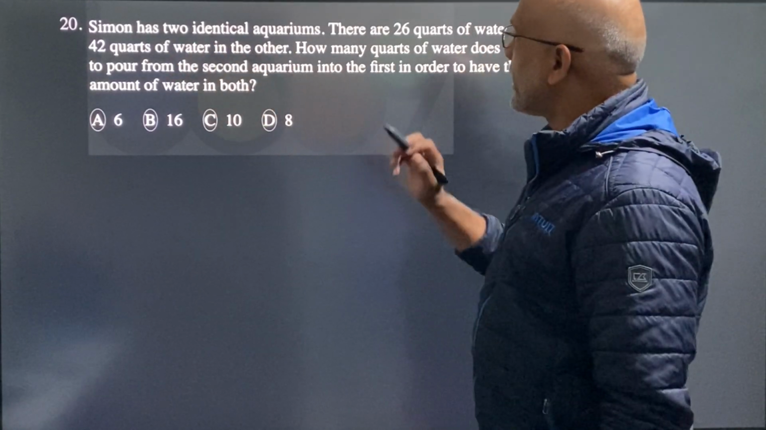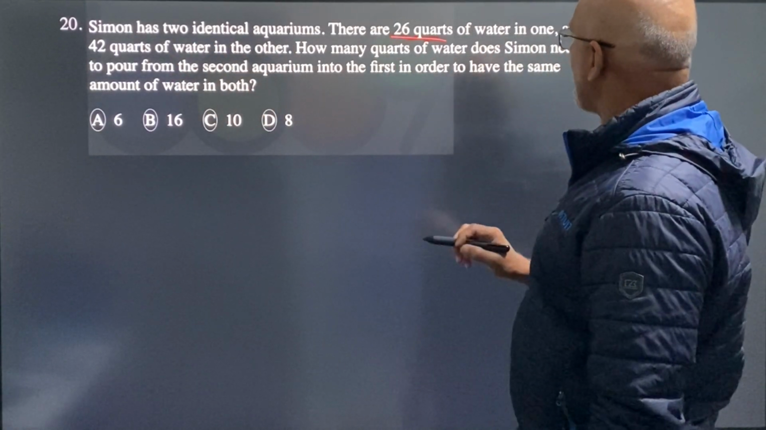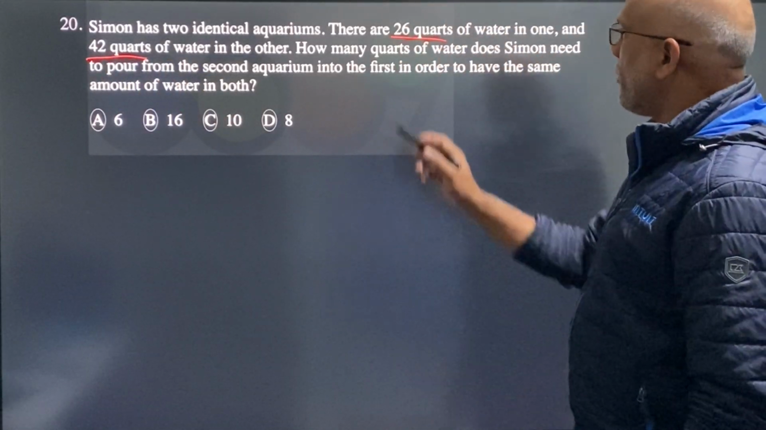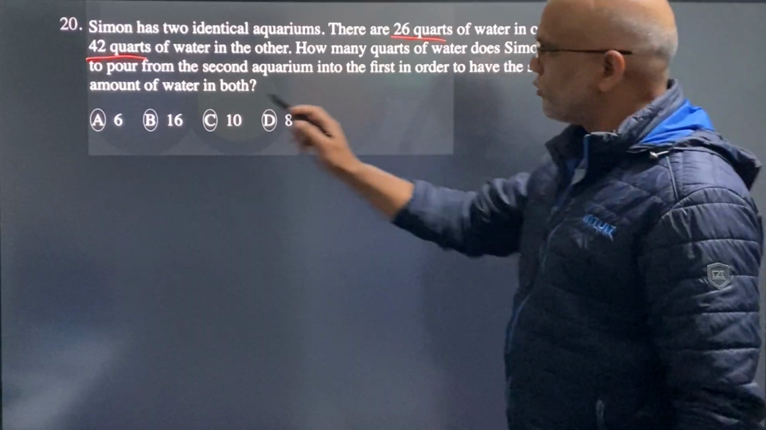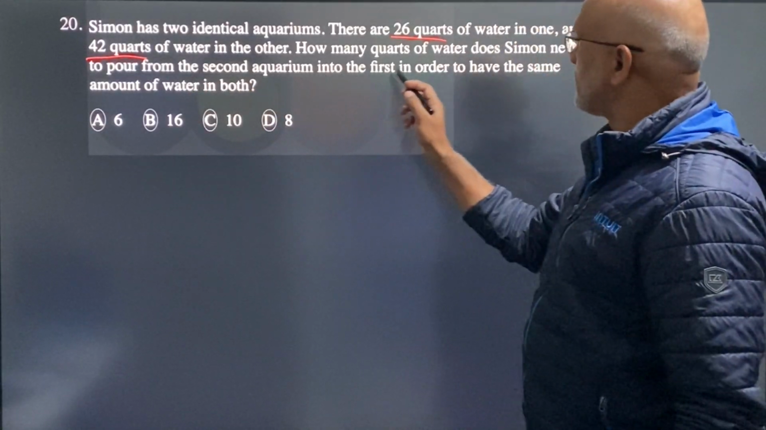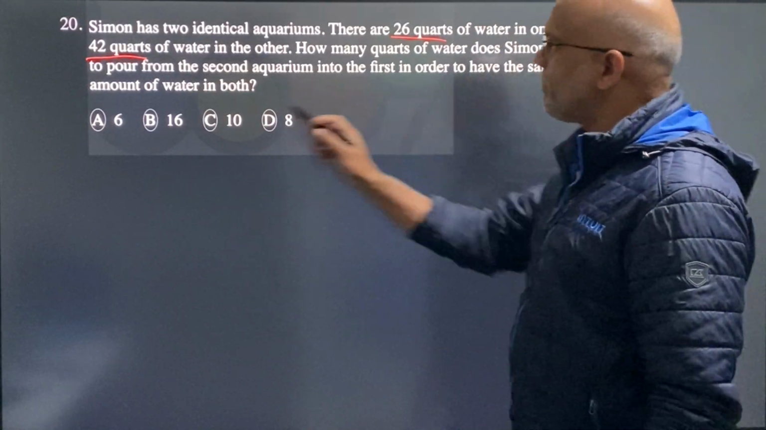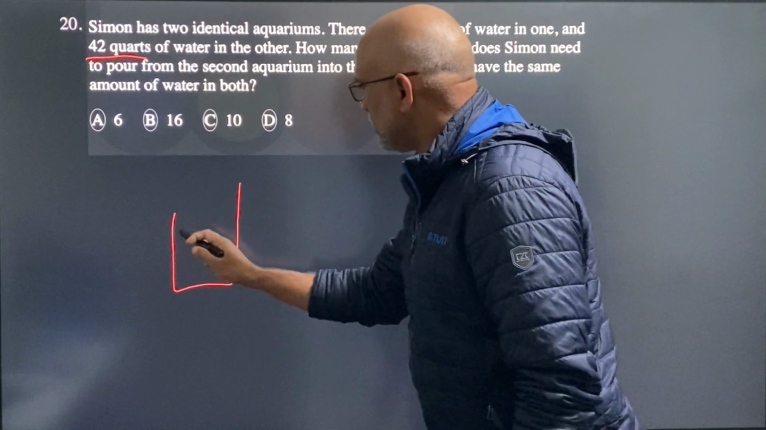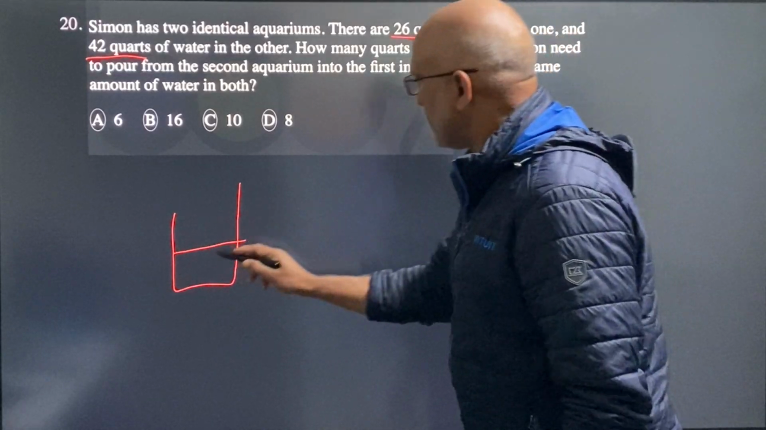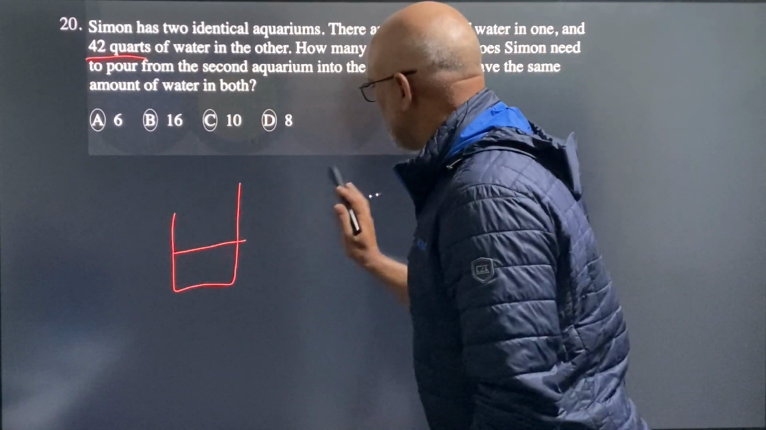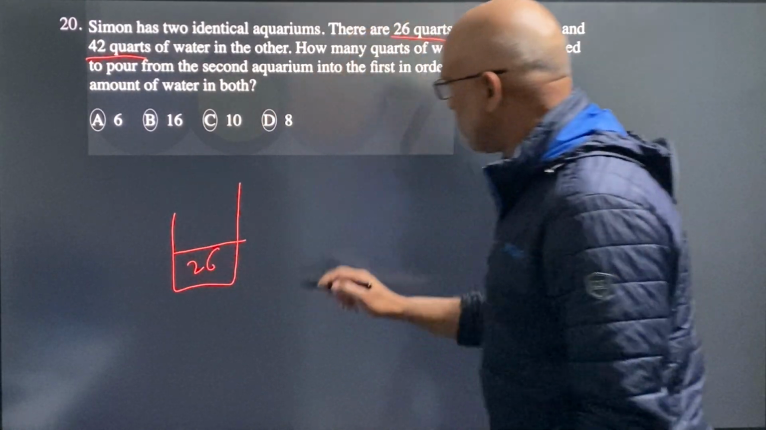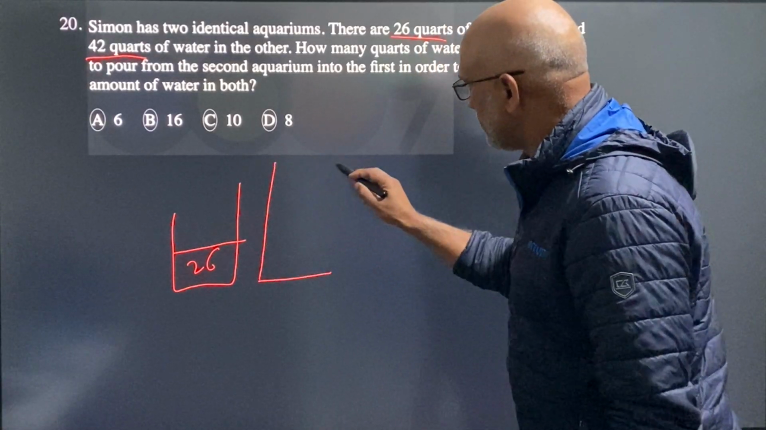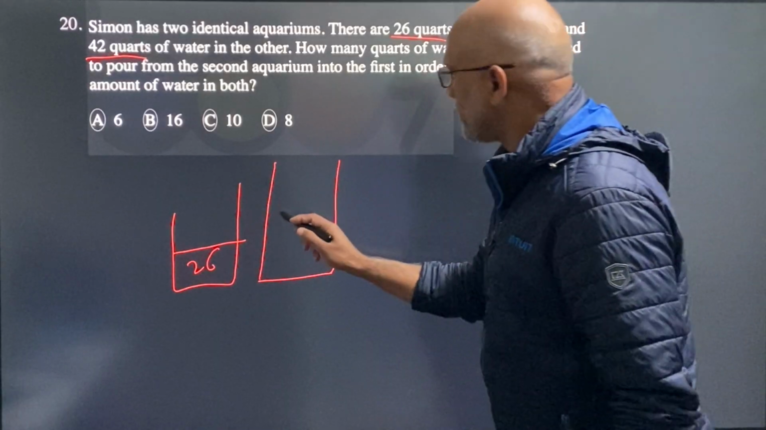Simon has 2 identical aquariums. There are 26 quarts of water in one and 42 quarts of water in the other. How many quarts of water does Simon need to pour from the second aquarium into the first in order to have the same amount of water in both? So basically, I have 2 pots. So this says 26 quarts, and I have another pot, and this says 42 quarts.